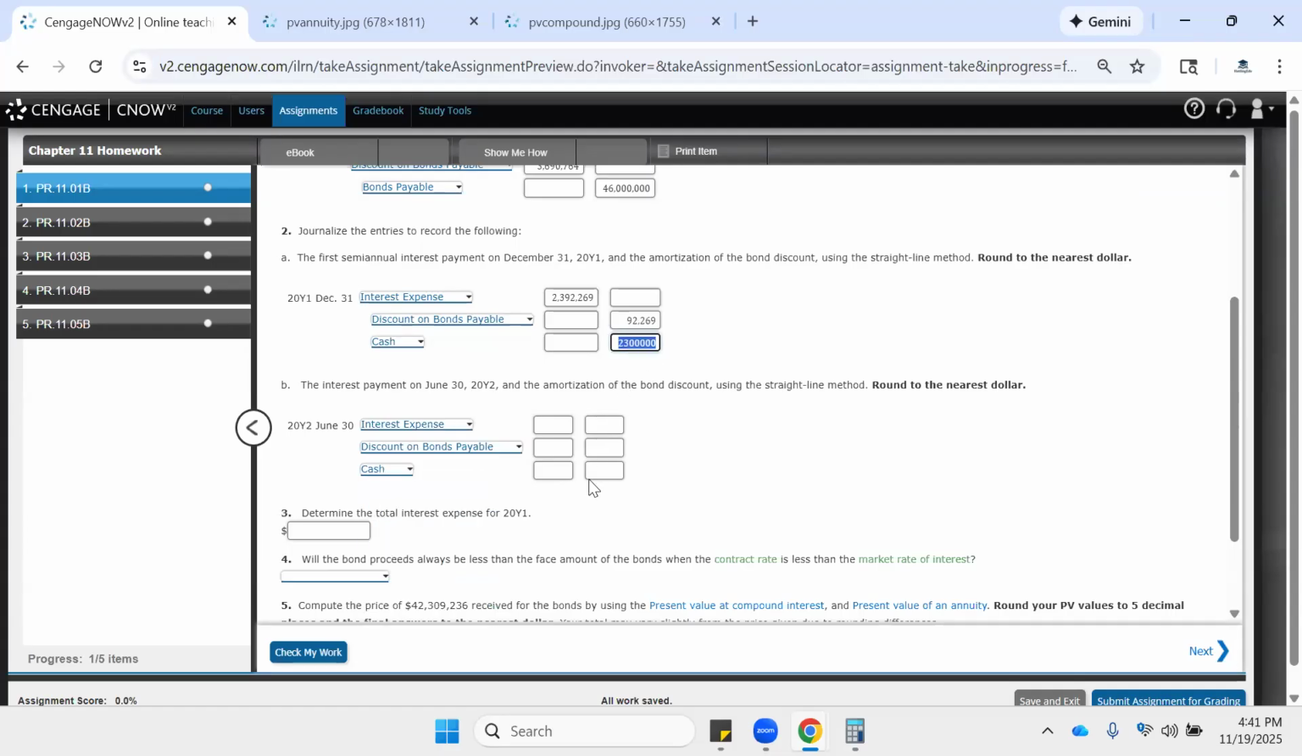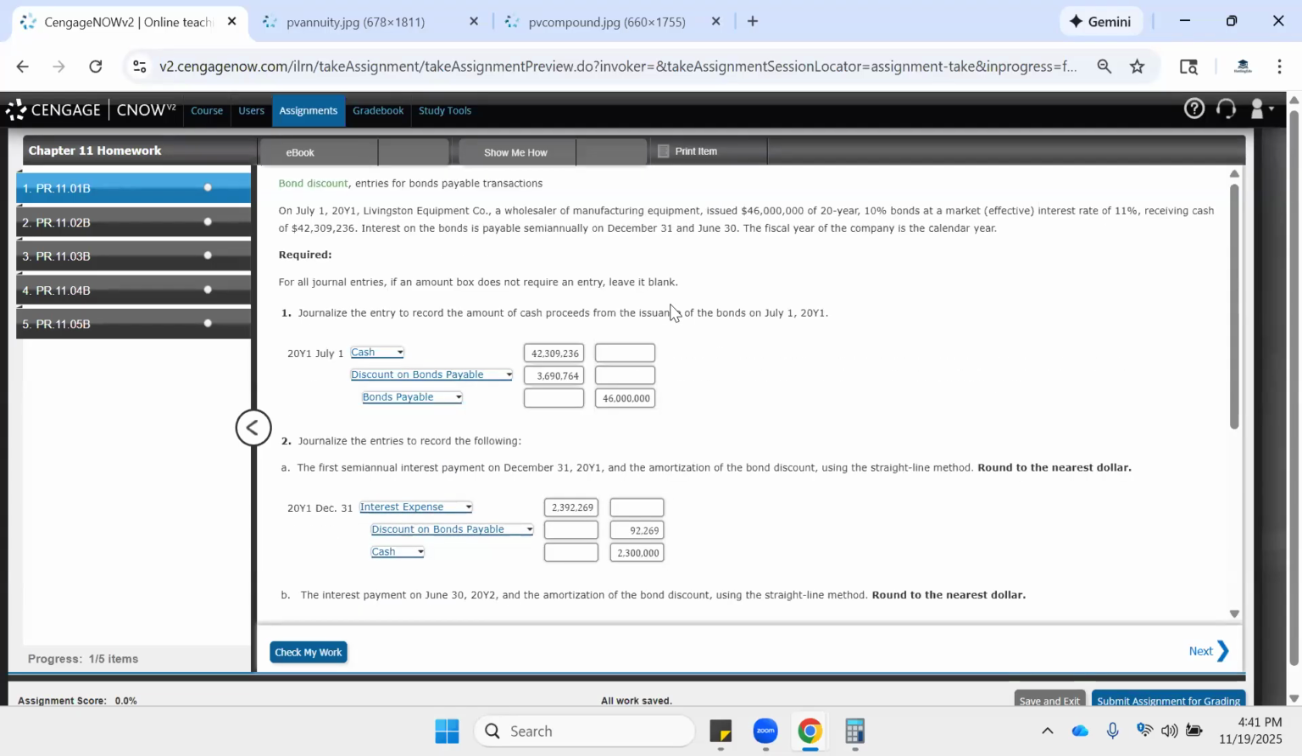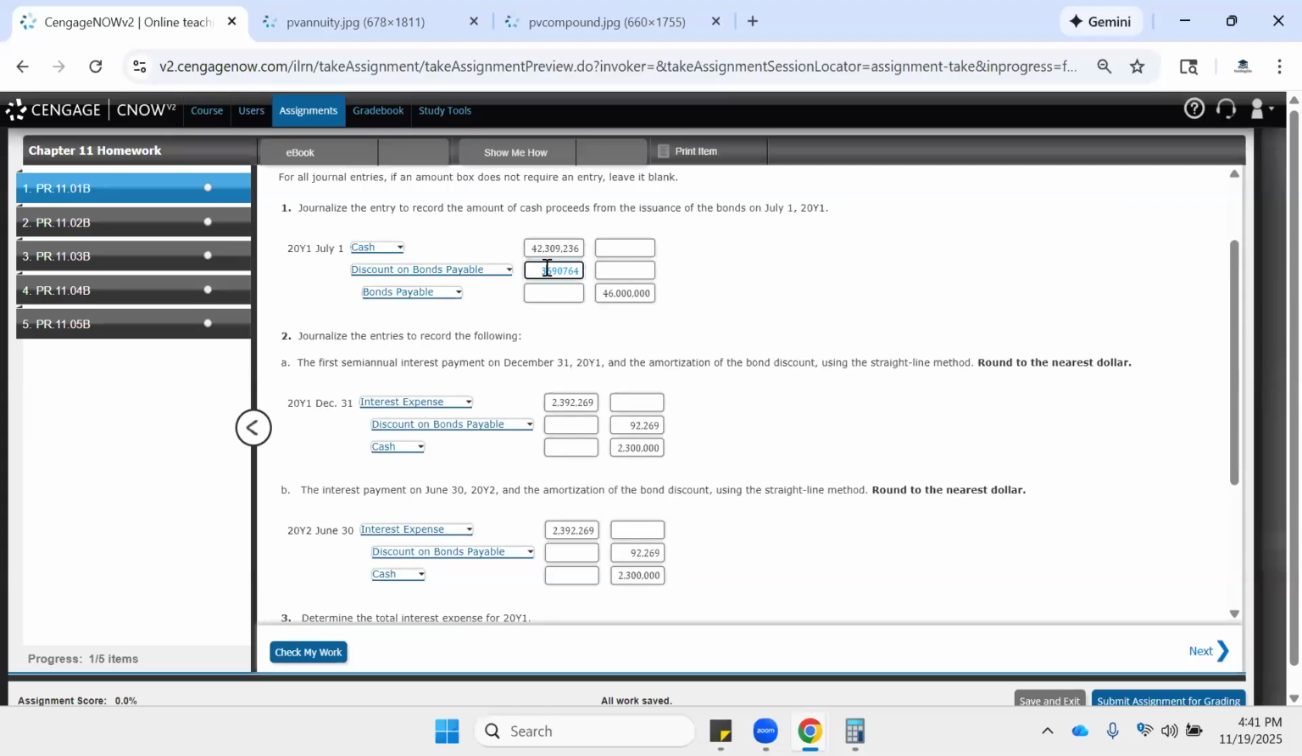And that's because we're using the straight line method. Under the straight line method, our interest expense is going to be the same every single period. Under the effective interest method, with a discounted bond, the carrying value of the bond slowly increases, and the interest is computed on the carrying value of the bond in the market or the effective interest method. And so then the interest would gradually increase over time.